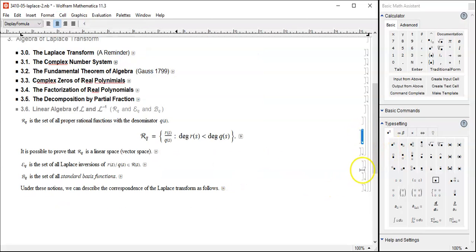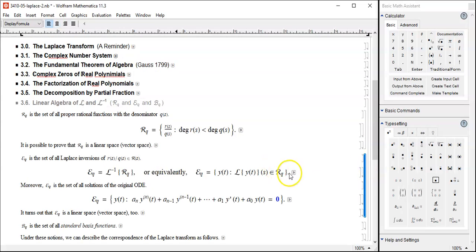Okay, next, let's introduce another set, EQ, and it's the image under the Laplace inversion of RQ. In other words, the Laplace inversion belongs to RQ. So if I take the forward Laplace transform, and that belongs to RQ, that's an equivalent expression. But even more importantly, it is equivalent to the set of all solutions of the original ODE.